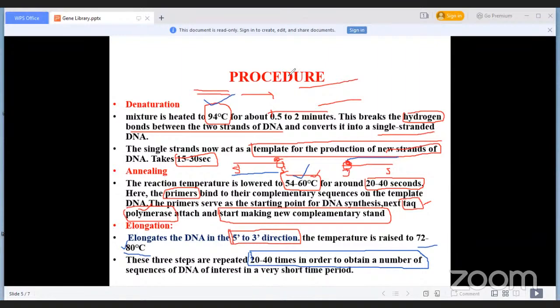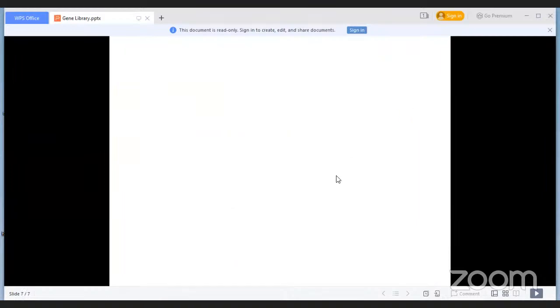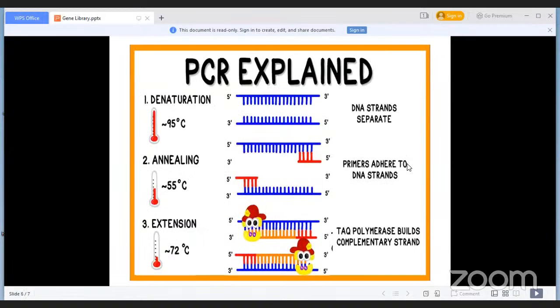Once again, let's see in the diagram. Are you able to see the screen? Yes, sir. We are able to see, sir.